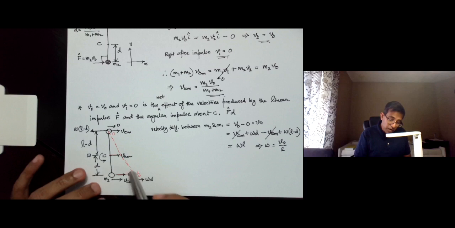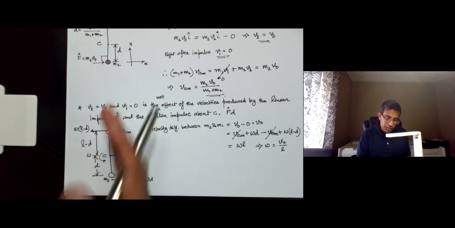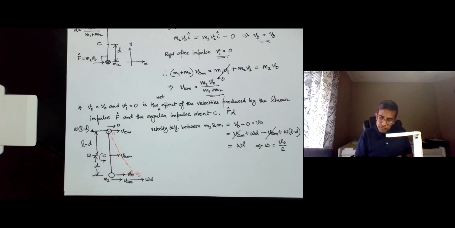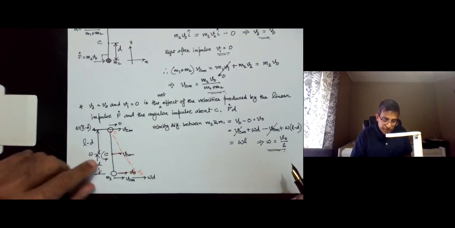So there is a uniform velocity gradient which is produced as a result of this impulse, because we not only have a linear impulse but we also have an angular impulse. If it was only a linear impulse, the velocity would be the same throughout, from m1 to m2. So that's the angular velocity. So we have the VCM, we have the angular velocity, and then we are interested in finding the tension.